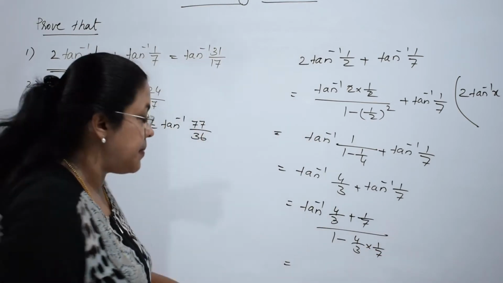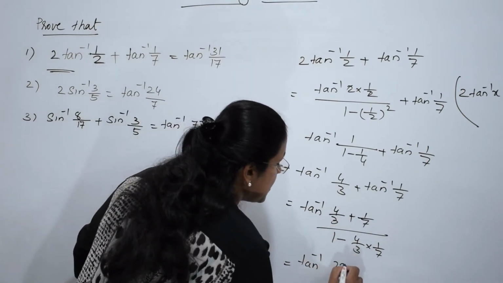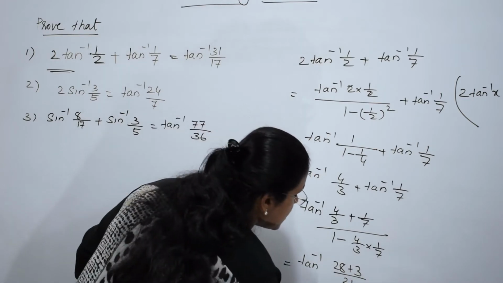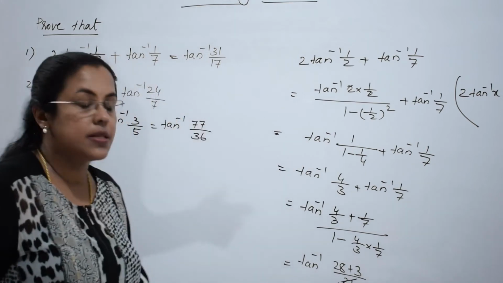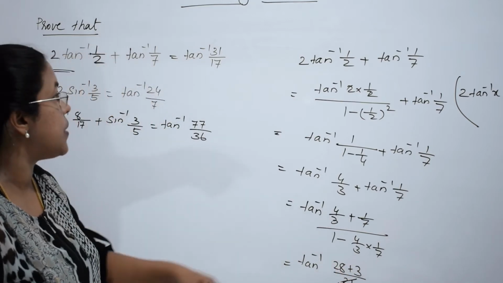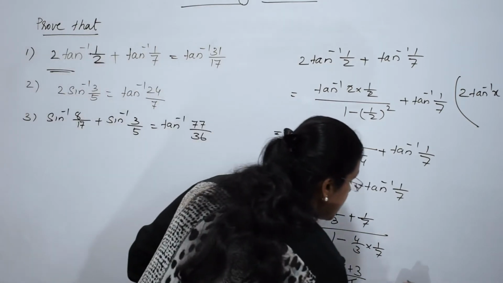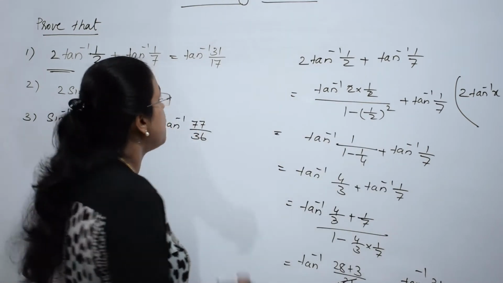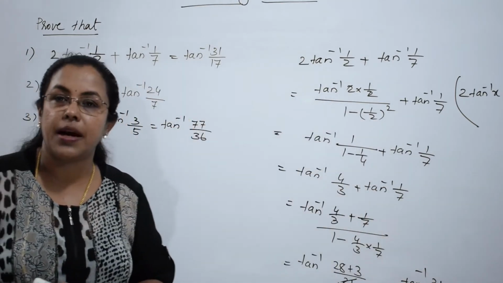Now take the LCM and solve it. It becomes tan inverse of (7 fours are 28 plus 3) upon (7 threes are 21 minus 4). 21 and 21 will cancel out. We get the value as tan inverse of (28 plus 3) upon (21 minus 4). What is 28 plus 3? 31 upon 21 minus 4, which is 17. So we will get the answer as tan inverse 31 by 17.